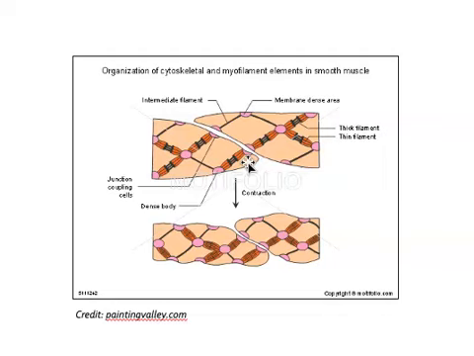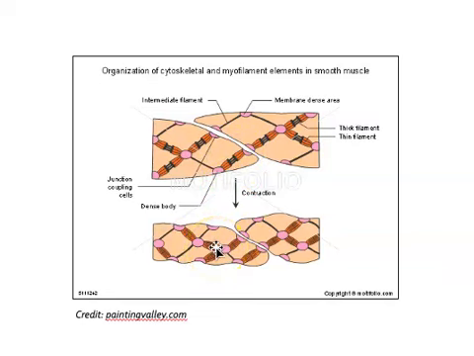Now, during contraction, what happens is the thin filaments are pulled over the thick filaments, just like we see essentially in sarcomeres. So essentially what's happening is all the filaments have overlapped each other. This structure has gotten much shorter.